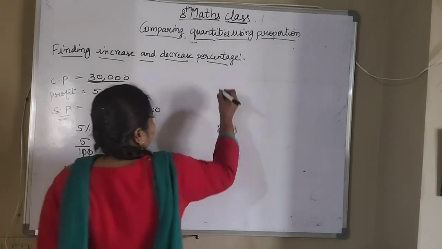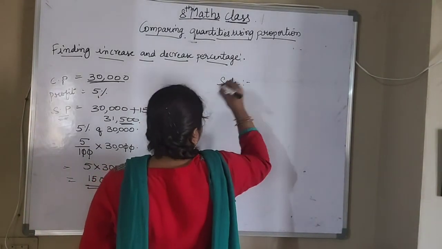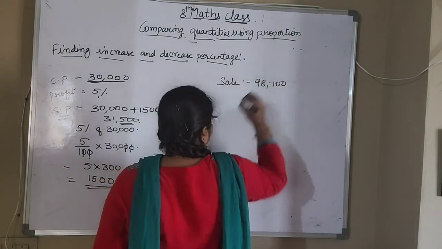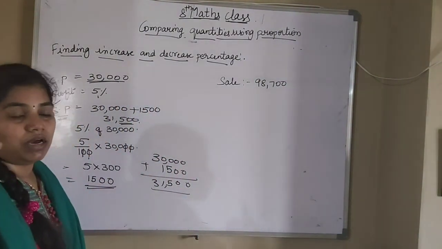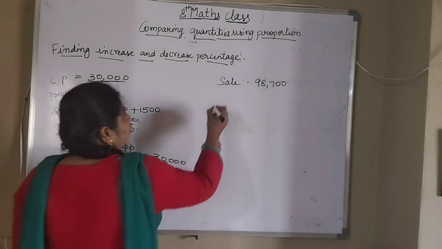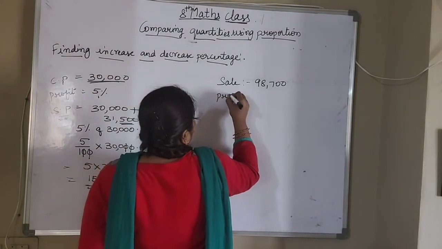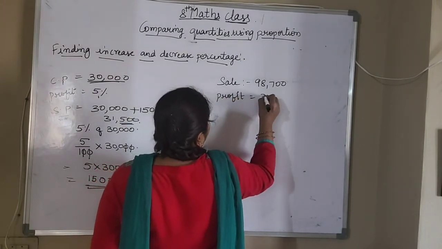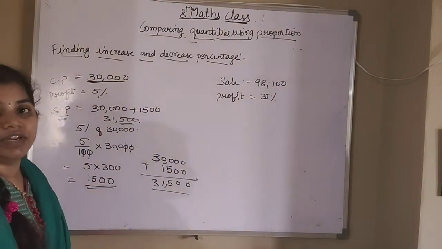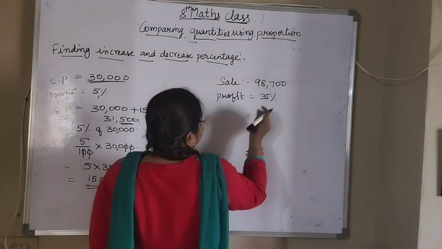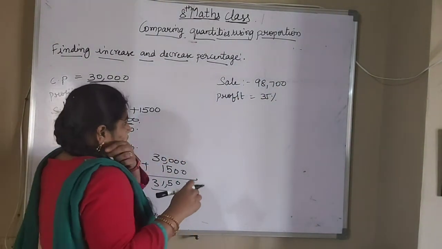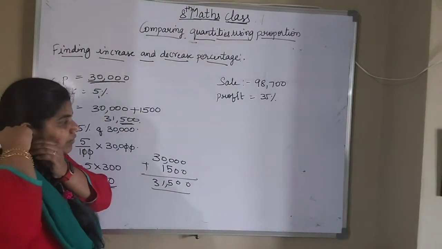So what is the sale there? Sale is 98,700 and he is telling to increase the percentage by 35 for next year. So here he wants 35% more for next year. So what is the 35% of this value we have to find now. So how to find the 35% of 98,700?